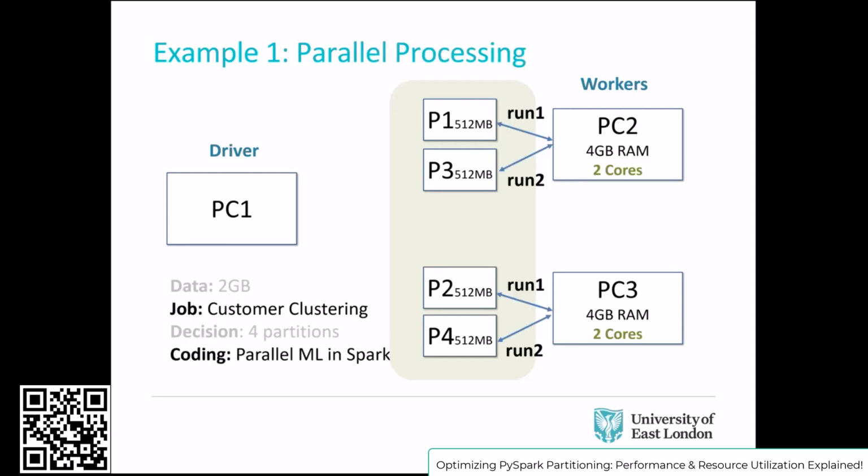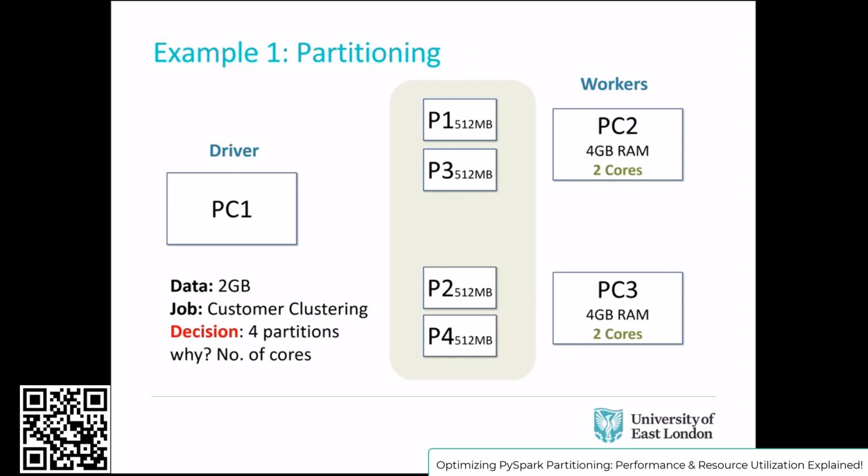So once we do this partitioning, 2 and 2, why 2 and 2? Why not 3 and 1? This is the point I want to mention many times, because we want to have fair distribution, right? Next question: why fair distribution?